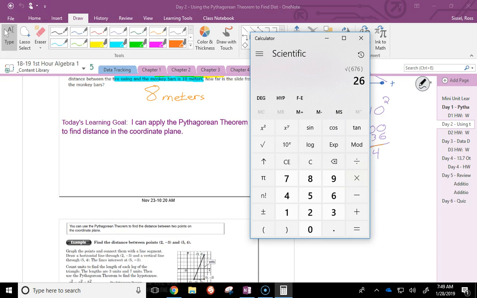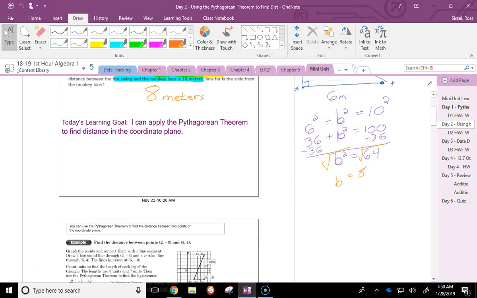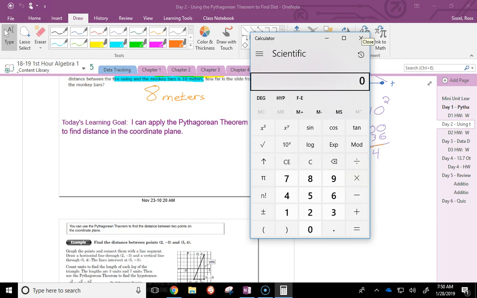Well, if we went with this equation, 11 squared plus 28 squared, that's 121 plus 28 times 28, which is 784. 784 plus 121 equals 905, and the square root is 30.1. So your final answer is 30.1.